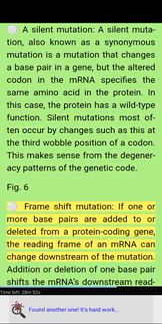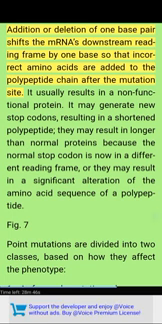Figure 6. Frameshift mutation. If one or more base pairs are added to or deleted from a protein coding gene, the reading frame of an mRNA can change downstream of the mutation. Addition or deletion of one base pair shifts the downstream reading frame by one base so that incorrect amino acids are added to the polypeptide chain after the mutation site. It usually results in a non-functional protein.